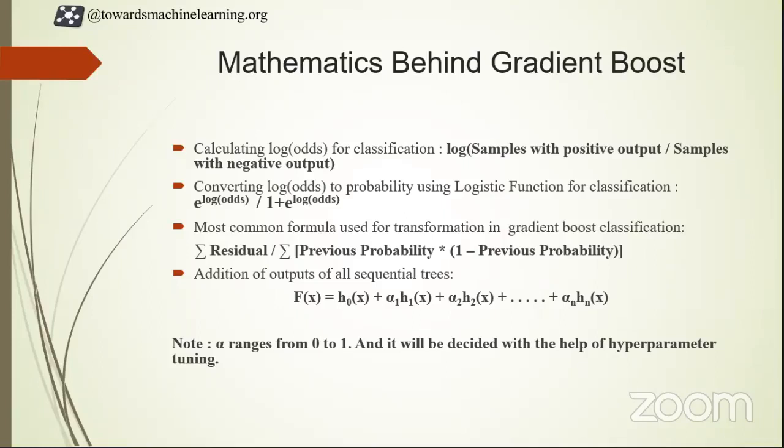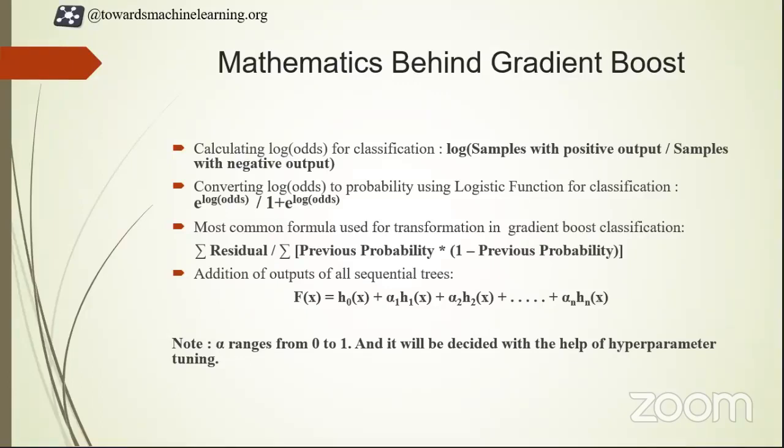Now, there comes the formula for transformation. This is the most commonly used formula. There are other formulas also, other things also. You can do transformation on yourself also if you want to put some transformation at your end. But this is the most commonly used formula.